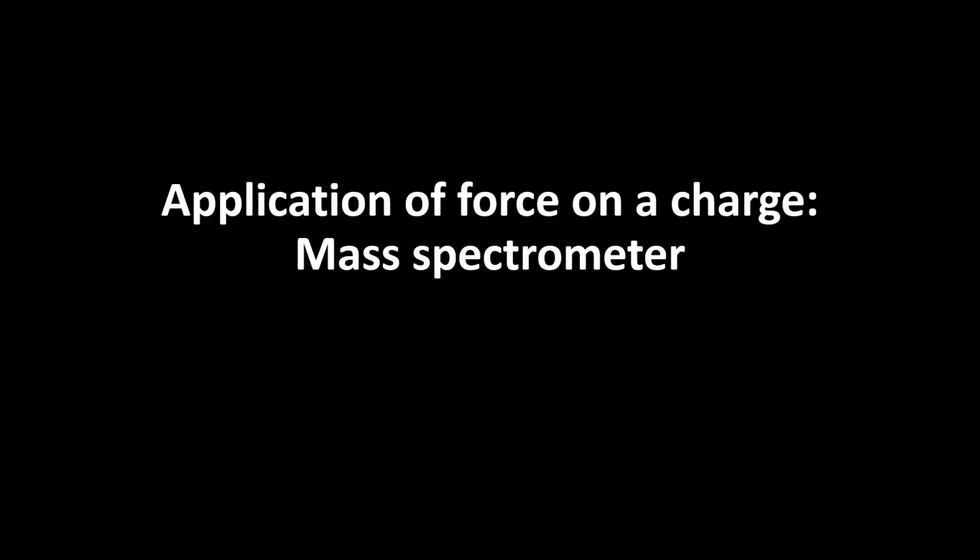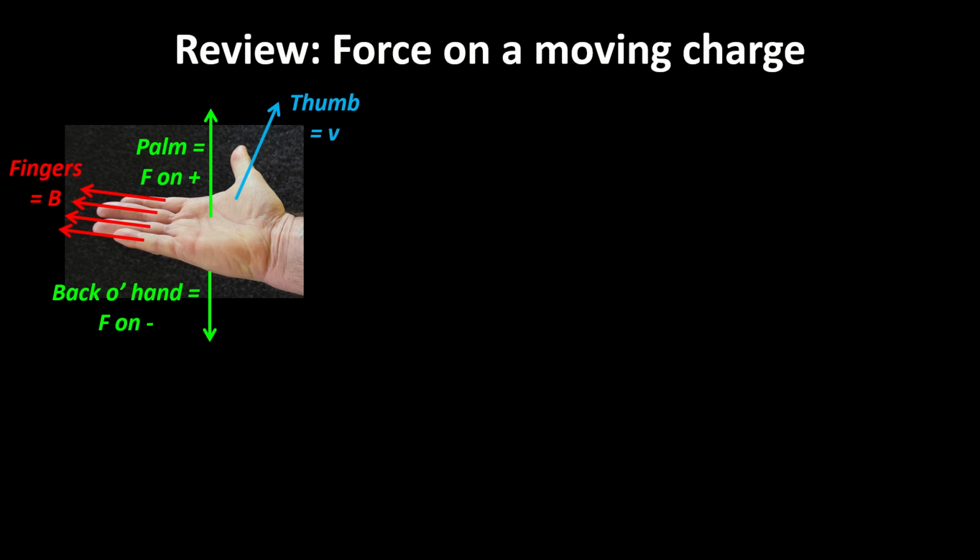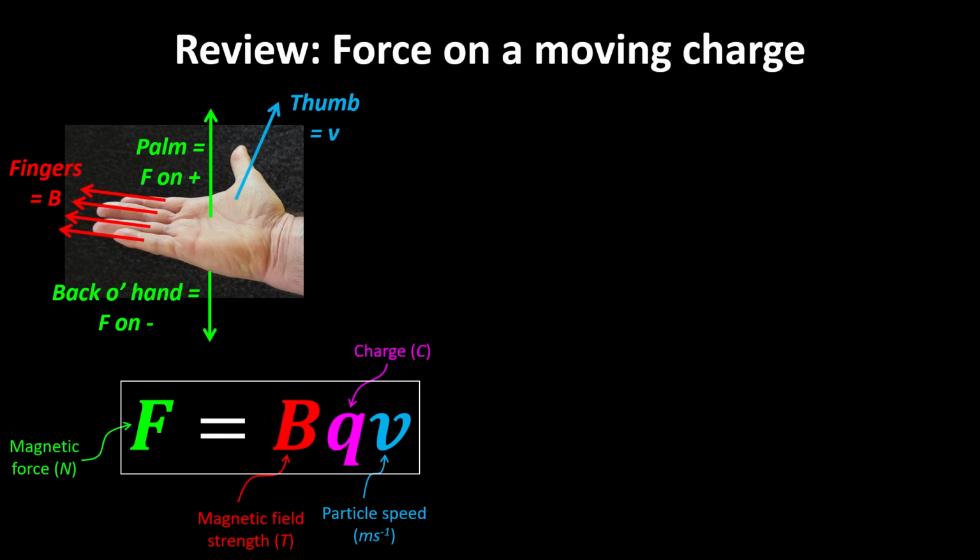So just a quick review, first of all, stuff from last time, the forces on a moving charge. We can use the amended right-hand rule, where the fingers are the direction of the magnetic field, the thumb is the direction of the velocity, the direction the particle's moving, and the palm would be the direction of the force on a positive charge, and the back of the hand is the direction of the force on a negative charge. So for finding the direction of the force, and the magnitude of the force can be found by going Bqv, magnetic field strength, times the charge times the velocity.